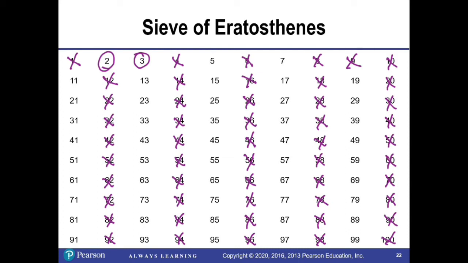It's already marked off. Plus 3 is 15. Mark off that. Plus 3 is 18. It's already marked off. Plus 3 is 21. Mark it off. Plus 3 is 24. It's already crossed out. Plus 3 is 27. Mark it off. Plus 3 is 30.